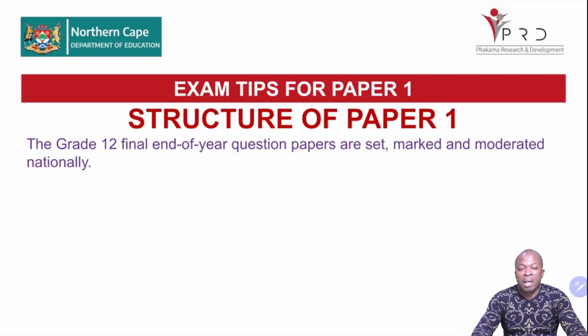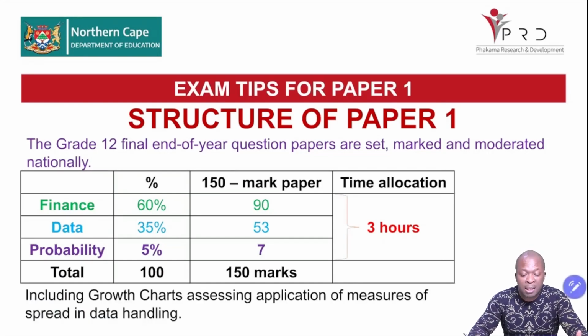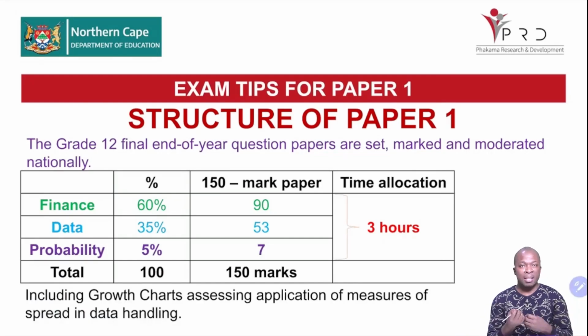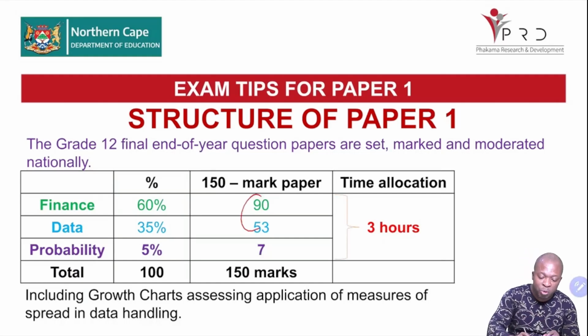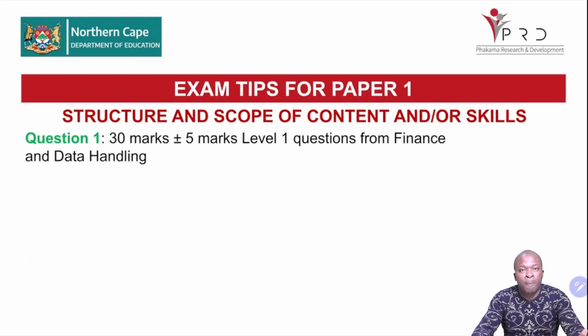By this time, I'm sure you are aware that paper 1 is made up of 150 marks, paper 2, 150 marks. In paper 1, we are going to have finance, data, and probability. All is to be written in a period of what? 3 hours. So while it is in a period of 3 hours, you should know paper 1 finance 60%, data handling 35%, probability 5%. And then the mark distributions, I have shown them to you here. All right. Paper 1, question 1, plus minus 30 marks, so take note of that.